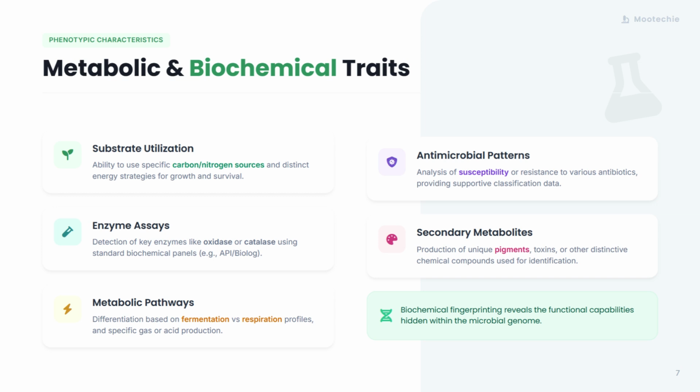Secondary metabolites: production of unique pigments, toxins, or other distinctive chemical compounds used for identification. The vibrant color of a bacterial colony or its ability to produce a specific toxin can be a clear, visible calling card. Biochemical fingerprinting reveals the functional capabilities hidden within the microbial genome. These tests essentially ask the microbe a series of yes or no biochemical questions, generating a profile that is often unique to a species. Now, let's look at the modern revolution in classification, analyzing the genetic code itself.